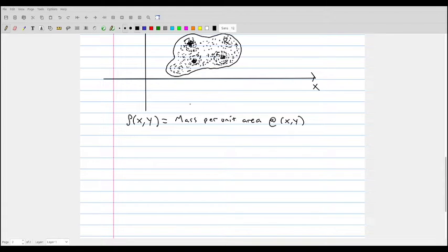And this is called the mass density function. Similarly, if you're dealing not with the application of mass, but with the application of charge, you can have a charge density function. Typically in physics, we use the notation sigma for a two-dimensional charge density function. This stands for charge, or electric charge per unit area. This is at the point xy.